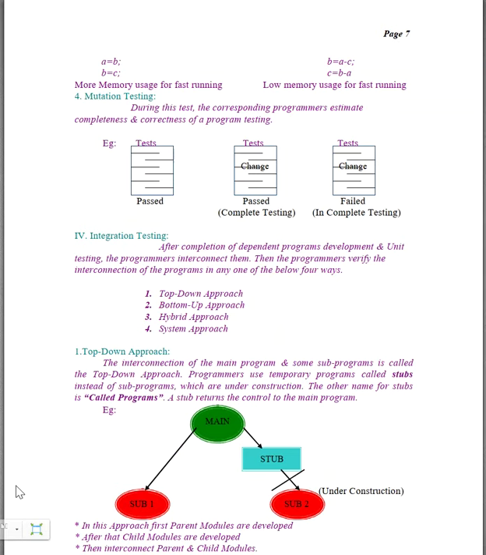Then we have something called mutation testing. During this test, the programmers estimate completeness and correctness of the program testing. You can see we have an example like that: when it is complete testing, when it is incomplete testing, and when the test case is passed.